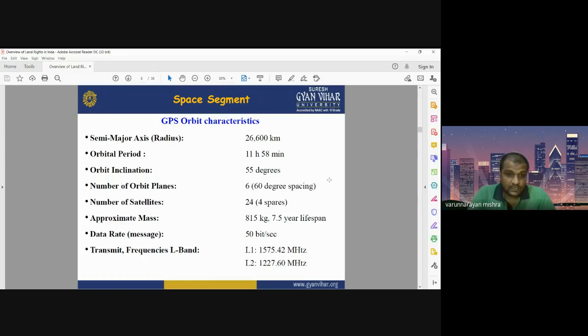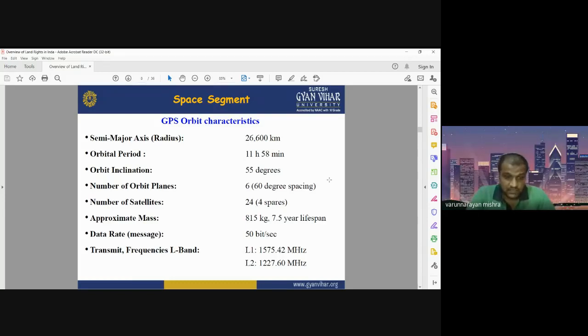There are 24 satellites in space, and 4 satellites in backup, known as spares. The approximate mass of each satellite is around 815 kilograms. The lifespan of each satellite is around 7.5 years. So every 7.5 years, one of the 24 satellites will be replaced by a new satellite. They continuously launch satellites to replace those that have completed their lifespan of 7.5 years.